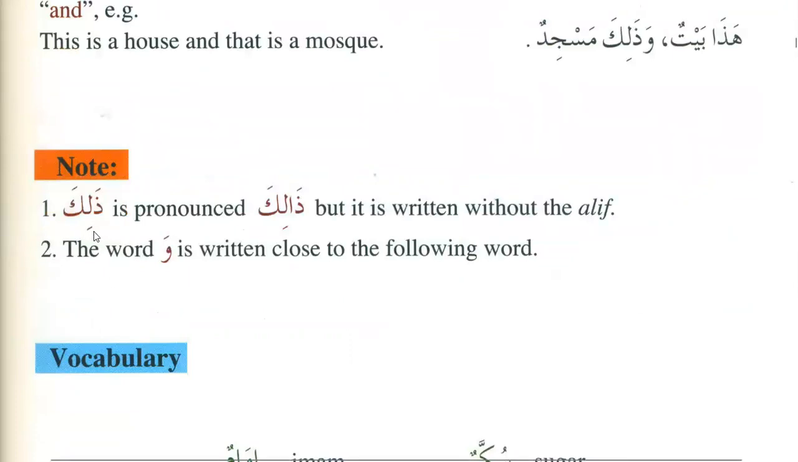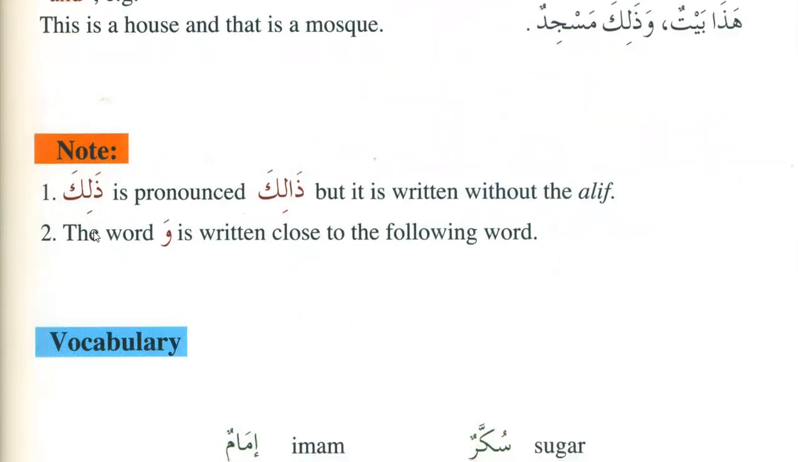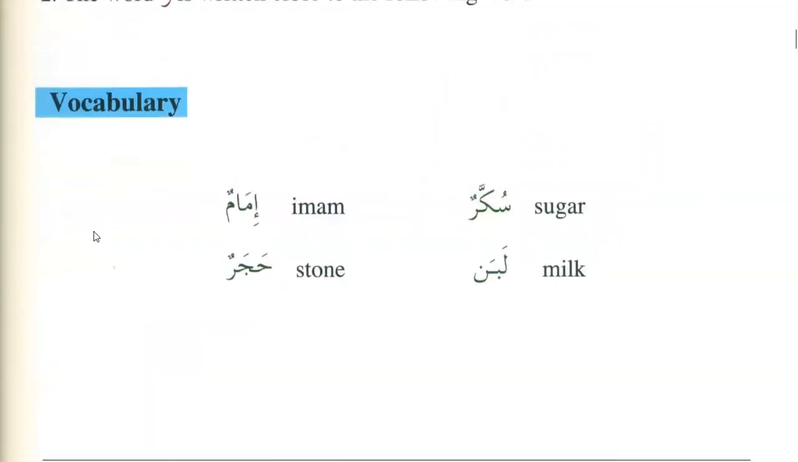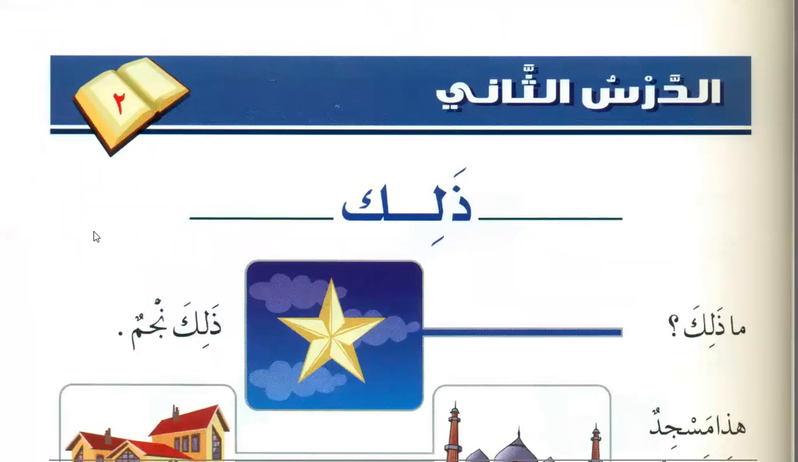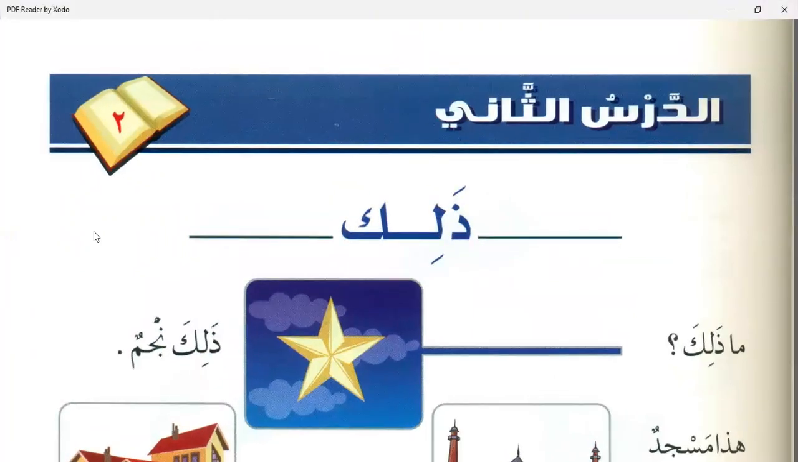Zalika is pronounced zalika, but it is written without the alif. Number 2, the word wa is written close to the following word. Next, vocabulary. Sukarun, sugar. Imam. Laban, milk. Hajarun, stone. The second lesson, zalika. Raise your hand.